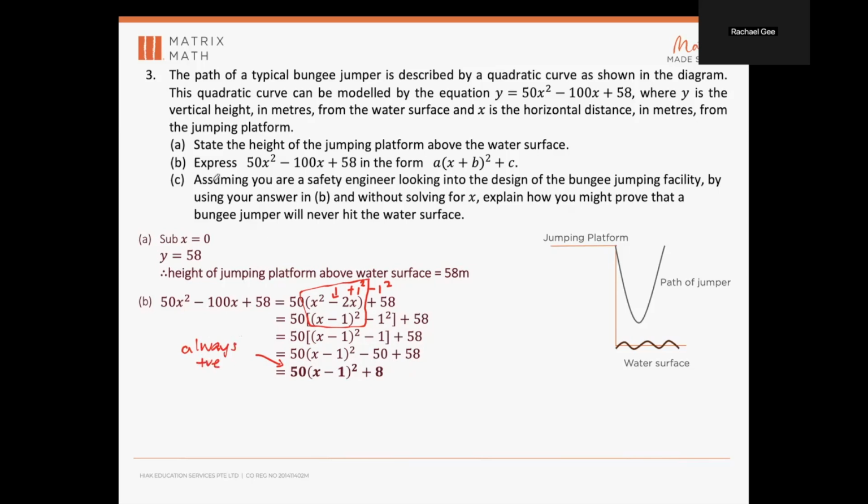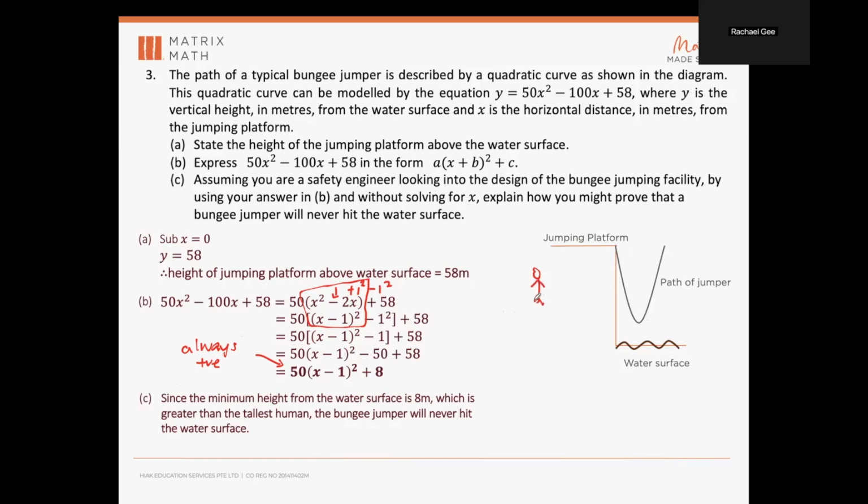And then for part C, assuming that you're a safety engineer, without solving for x, explain how you might prove that the bungee jumper will never hit the surface. So we'll make use of our minimum point here. Since the minimum height from the water surface is 8 meters, which is greater than the tallest human, let's say I have my minimum height to be at 1, you just imagine that you are being tied by the legs. You are doing a bungee jump. So when you jump down, your rope here would be here.